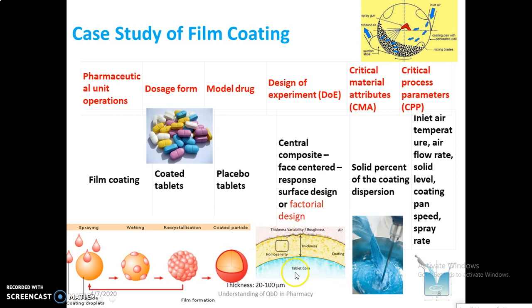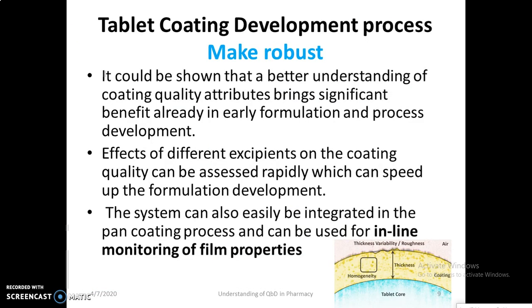So in order to get this, this is your target profile. This is the target that you're going to achieve. So for that you have to think about this CMA and CPP. I hope you must have understood this. You have to think about the whole process: spraying, wetting, crystallization, till you get the coated particle. Everything you have to predefine, and only then will you get a quality product at the end, and you can monitor continuously. This is the improvement.